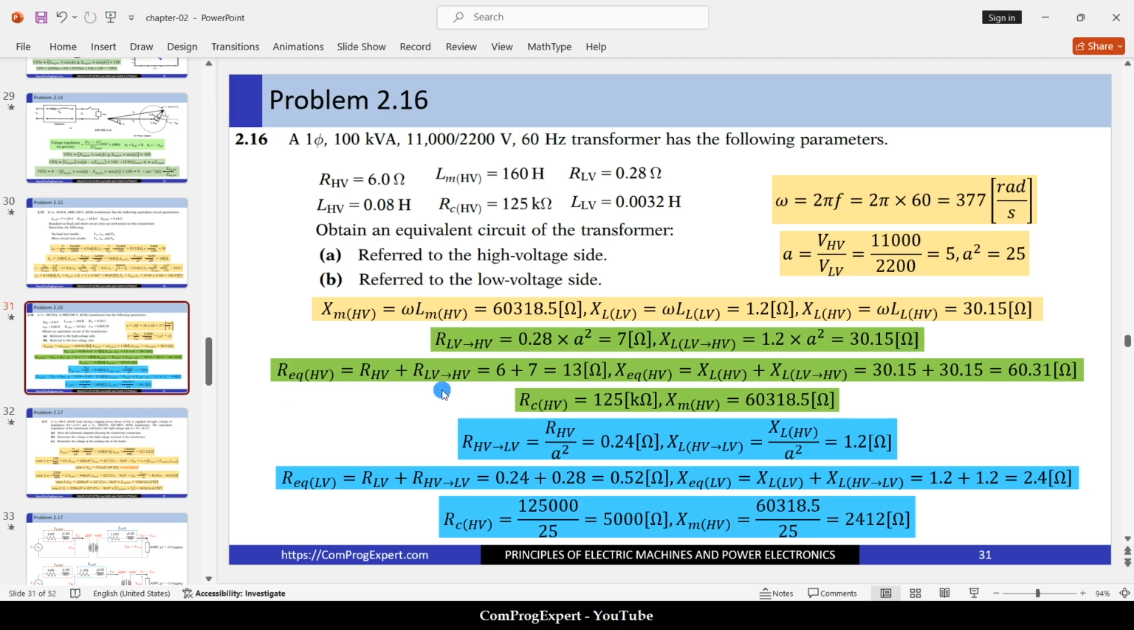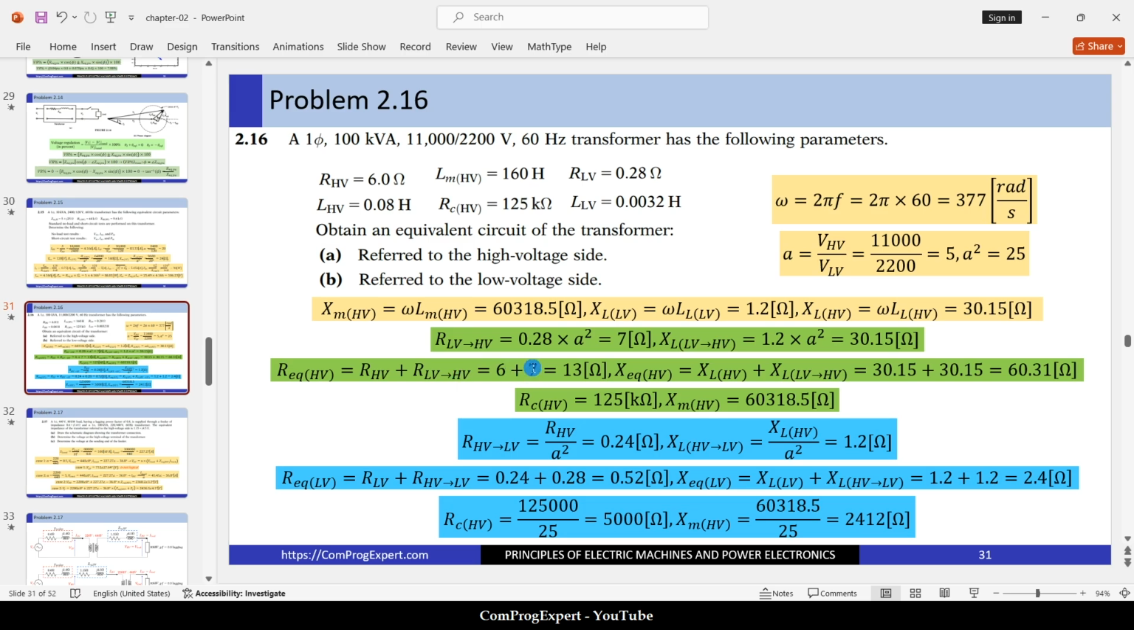Also, we can calculate the equivalent resistance for the high voltage side. For the high voltage side, we have the numbers. We don't need to do any change. The equivalent resistance for the high voltage side is the resistance of the high voltage winding plus the resistance of the low voltage winding transferred to the high voltage side.